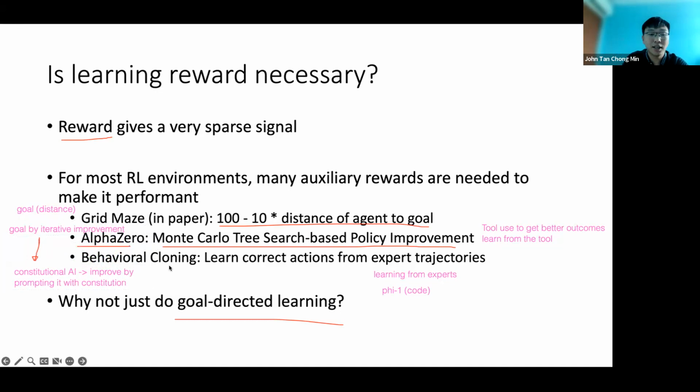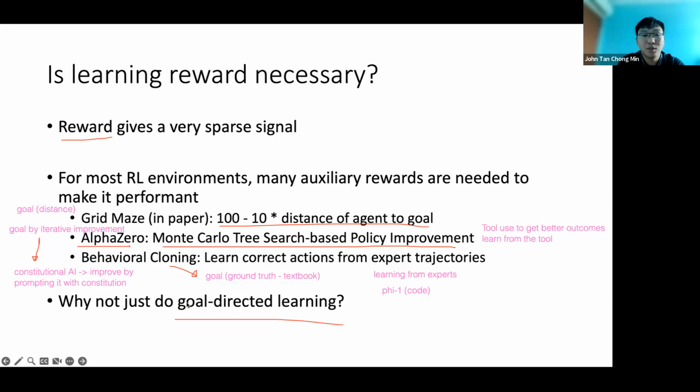So this is like alpha 0. And the last one over here, the goal is some ground truth, like a textbook. So you can see all these methods have some parallels to modern large language model training methods. And none of this uses rewards.